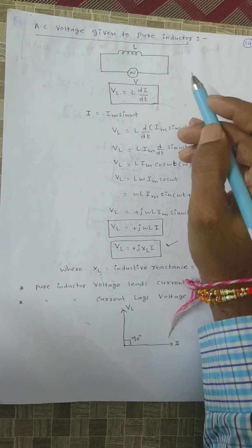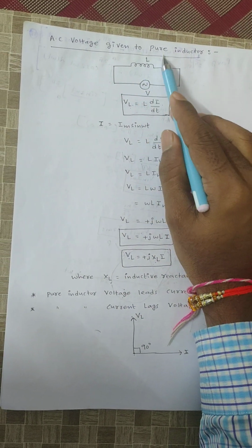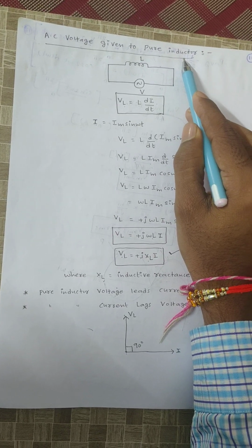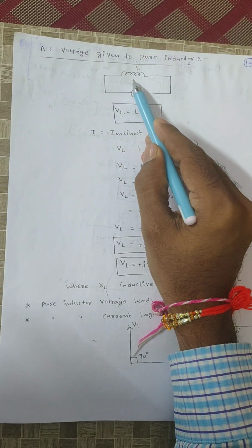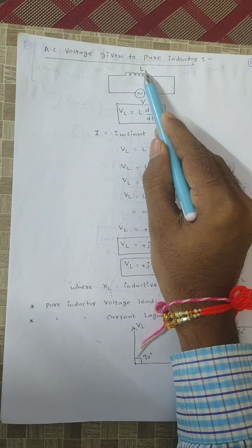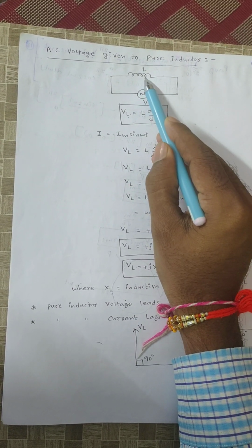Good morning all. Now I would like to explain about AC voltage given to a pure inductor. Let us consider an inductor having an inductance of L. AC voltage is given to this pure inductor, right?